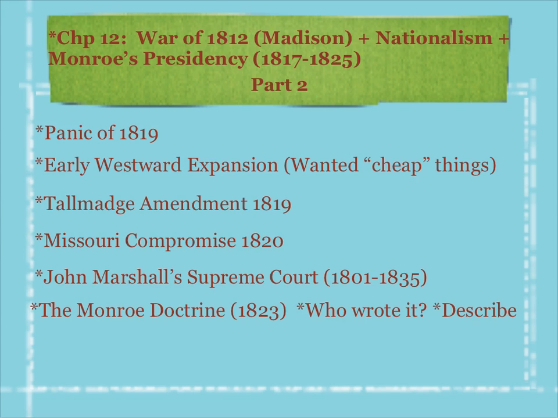So people were moving out west during early America in the 1800s, and they wanted some cheap things. I think it's important to know that most of the people moving out west were farmers. As farmers, they wanted cheap things. The first thing they wanted cheap was land, land that was not too expensive. They also wanted cheap transportation.